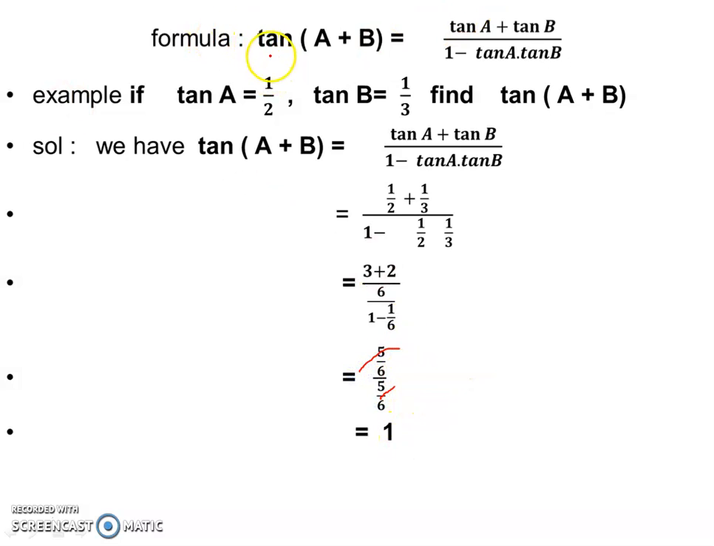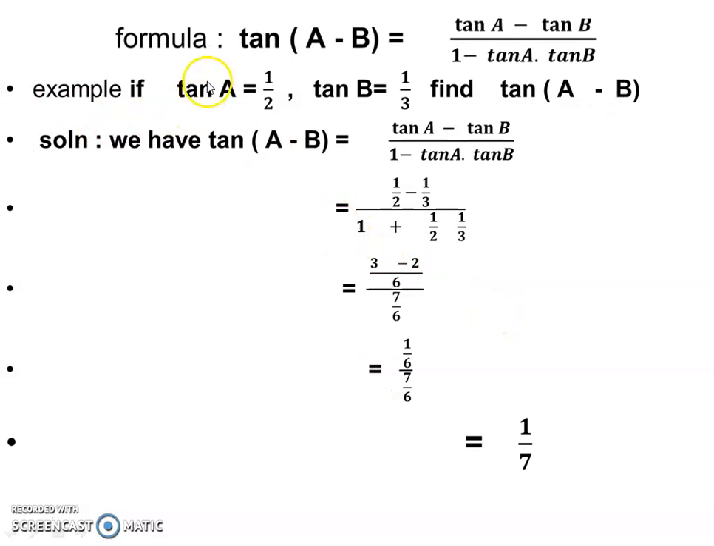Okay, so we have to use tan(A plus B) is tan A plus tan B upon 1 minus tan A into tan B. And tan(A minus B) is tan A minus tan B upon 1 plus tan A into tan B. Let us check just an example. Tan(A minus B) is what? Tan A minus tan B upon 1 plus tan A into tan B.